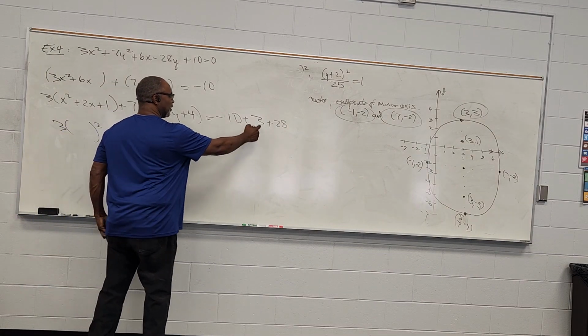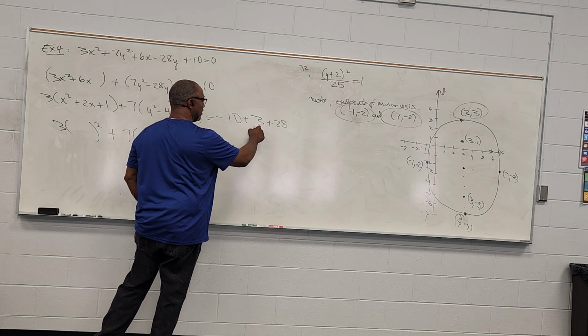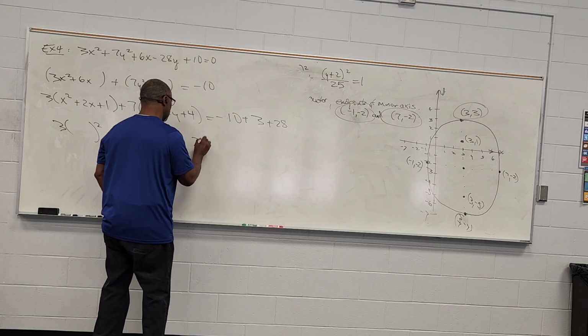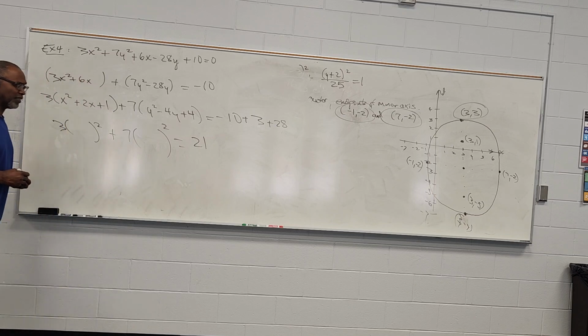Over here, negative 10 plus 3 is negative 7. Negative 7 plus 28 makes 21. So that stuff simplifies to 21. Okay? Now, when you complete the square, the factoring comes for free.